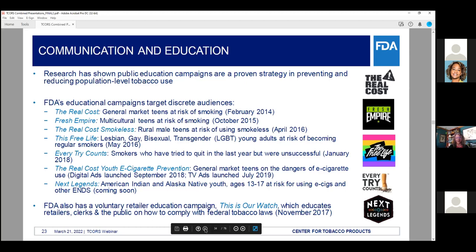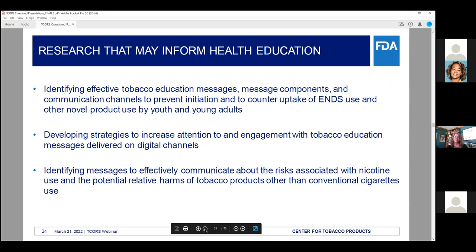Next slide, please. When we think about research that can help inform health education, I've listed just a few examples here, but any types of projects that help to identify tobacco education messages, messaging components, and communication channels that can help to prevent initiation and counter uptake of ENDS use is useful to this type of activity here at CTP. Research that looks to develop strategies to increase attention to or engagement with tobacco education messaging is important. And then any kinds of research that help identify messages to effectively communicate about risks associated with constituents such as nicotine use and potential relative harms of tobacco products other than conventional cigarettes. These are all examples of research that can help to inform our communication and education activities here at CTP.